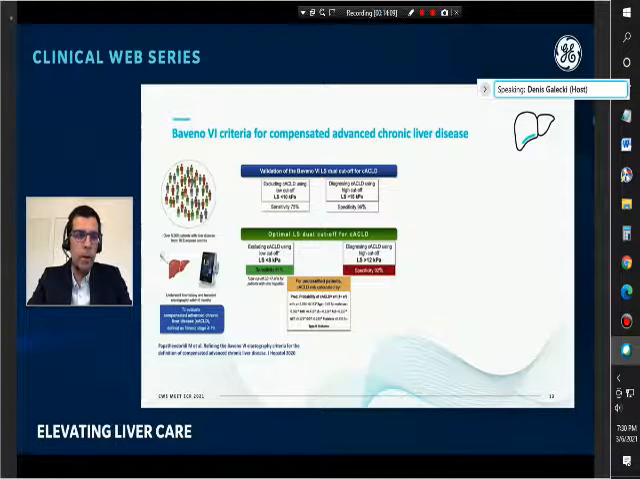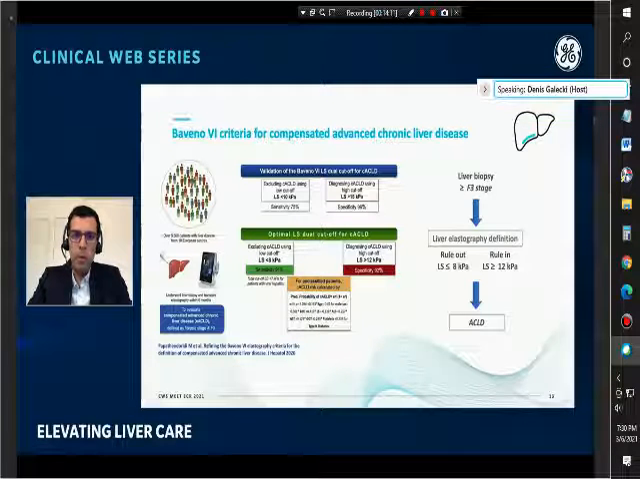The way hepatologists use liver elastography for their clinical practice is very interesting.